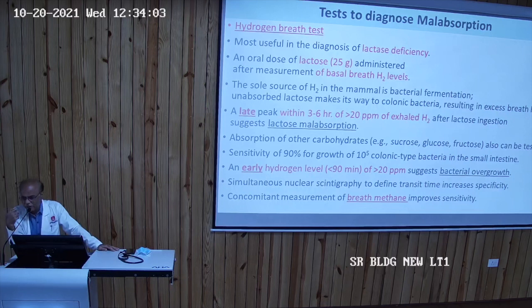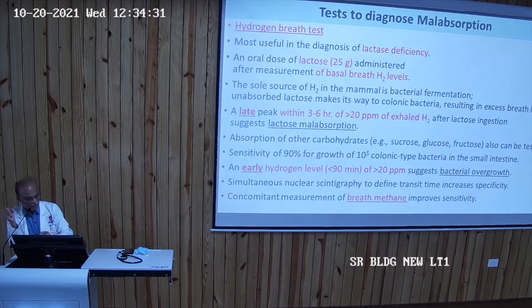So for any hydrogen in the breath, we do the first basal test before giving the dose. The basal H2 level we will see, and then we repeat it after the test. Like that, it will suggest lactose malabsorption. A late peak means lactose malabsorption. If early hydrogen peaks come, above 20 ppm, that means it is bacterial overgrowth. So by this we can diagnose.